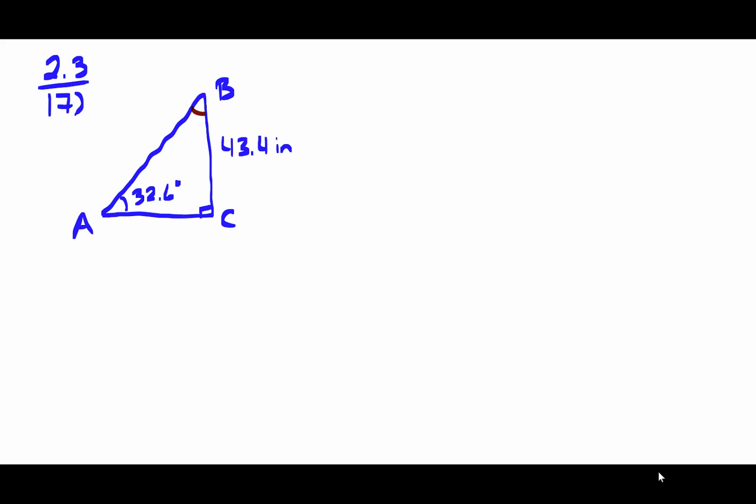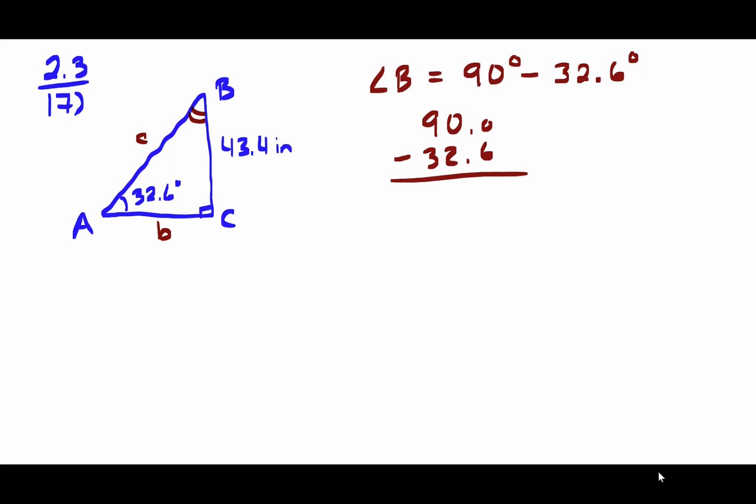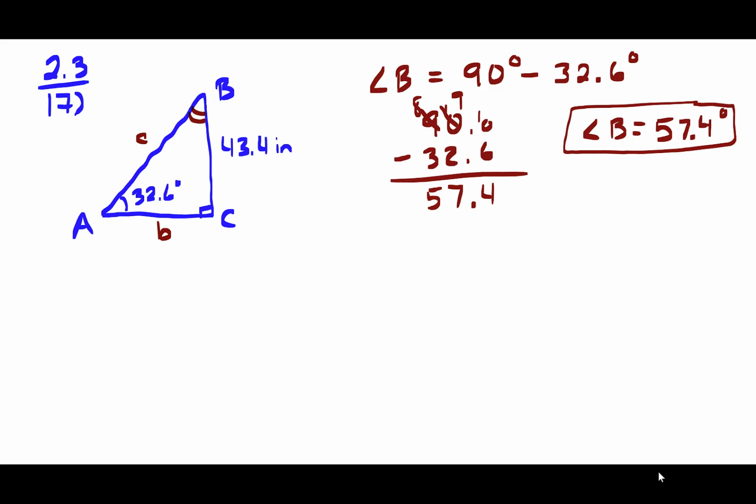So the first thing to do, probably the easiest one, is just to get angle B. But let's go with labeling all the little stuff that we know here. Little b is on the other side there, and little c is the hypotenuse. Angle B will be, since it's a complementary angle, 90 degrees subtract 32.6 degrees, doing some borrowing as well. That gets us a 4, a 7, and a 5. So angle B is equal to 57.4 degrees. I put a little box around it here. That'll be my final answer.